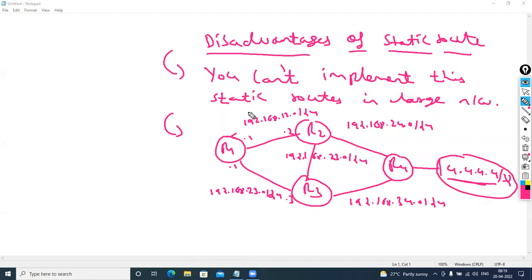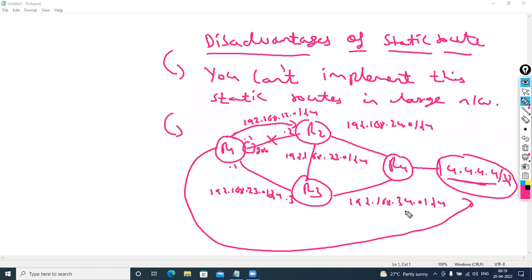With static routes, you need to go and configure manually on R1. You need to provide a next hop and exit interface. It may be either R2 or R3, correct? Let us consider we have used R2 as the next hop with exit interface Gi0/0. Now the problem is, let us consider this link has gone down. Now you will never be able to reach 4.4.4.4, because what is there in your routing table? The next hop is 12.2. Now you need to go and manually change the next hop on R1. That means there is no backup path in static routes. Clear?